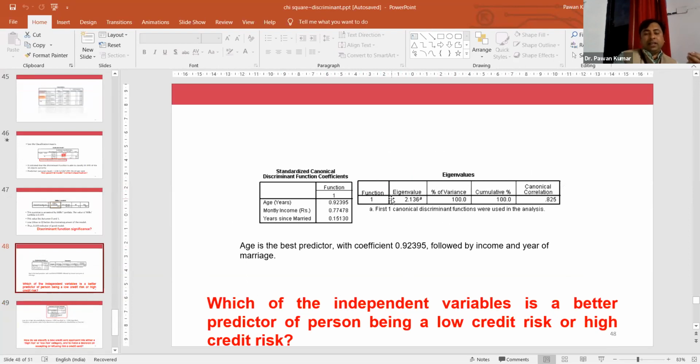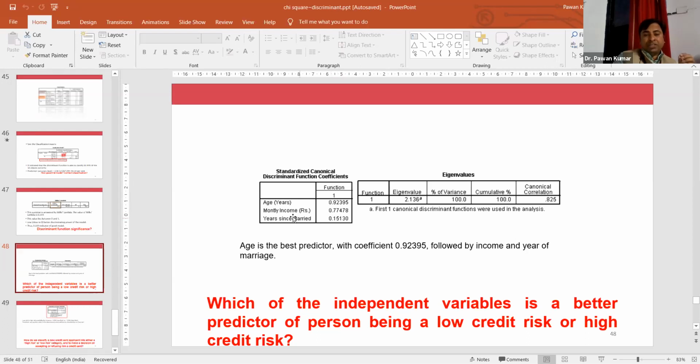Eigenvalue means that it is always more than one, and at the same time you will get the standardized canonical discriminant function coefficients. Don't worry, the software will compute these functions. It only tells me which of the coefficients is more prominent, which is the best predictor.